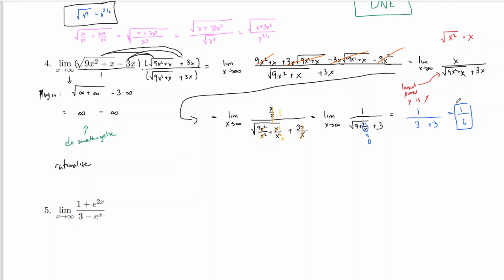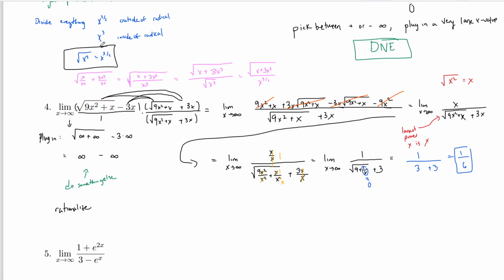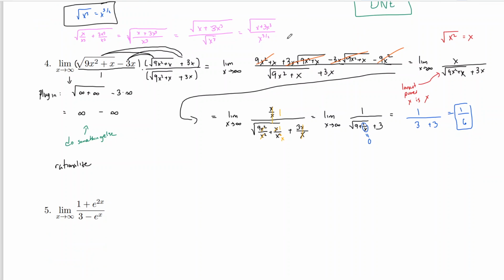I'll go ahead and mention that this is definitely a more challenging problem, because you pretty much have to make it into the more challenging form first, and then do the challenging part.